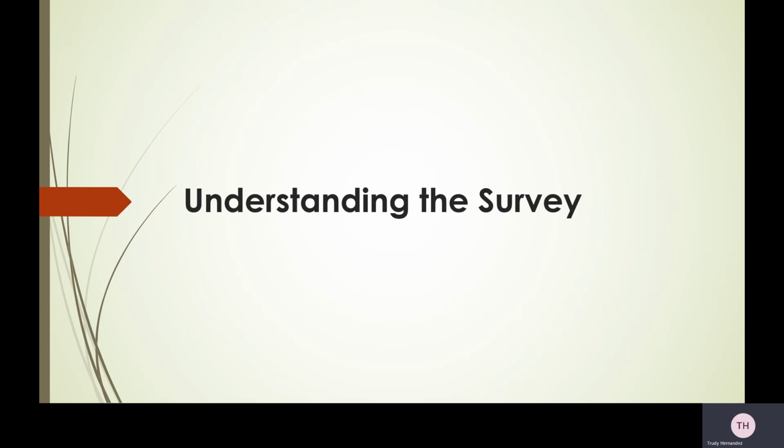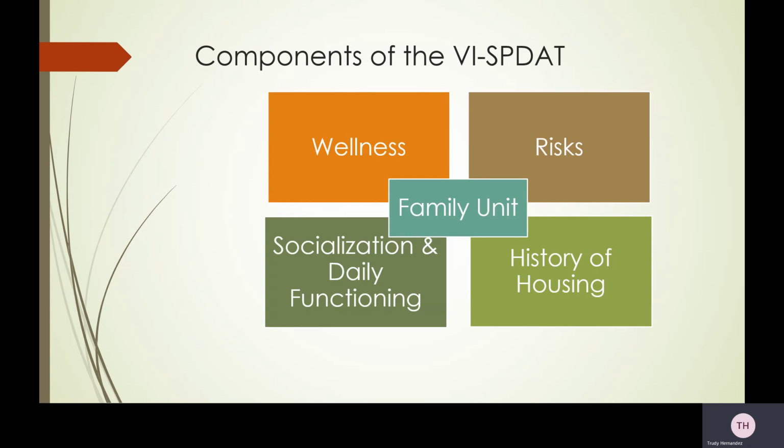So next we're going to talk about understanding the survey and kind of how it is built. So these are the components of the VI-SPDAT. When we look at the individual and youth VI-SPDAT, we have 4 components. That's history of housing, risks, socialization and daily functioning, and wellness. And then in addition to that, in our family VI-SPDAT, we have an extra component, which is the family unit.